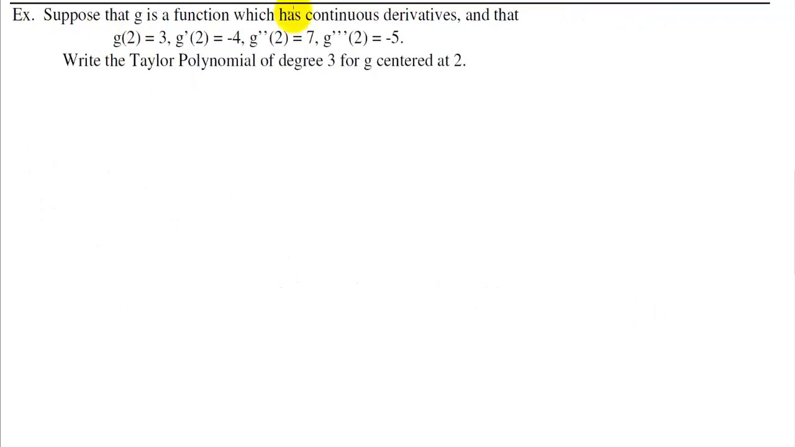Suppose that g is a function which has continuous derivatives, and that g of 2 is 3, g prime of 2 is negative 4, g double prime of 2 is 7, and the third derivative at 2 is negative 5. Write the Taylor polynomial of degree 3 for g centered at 2.